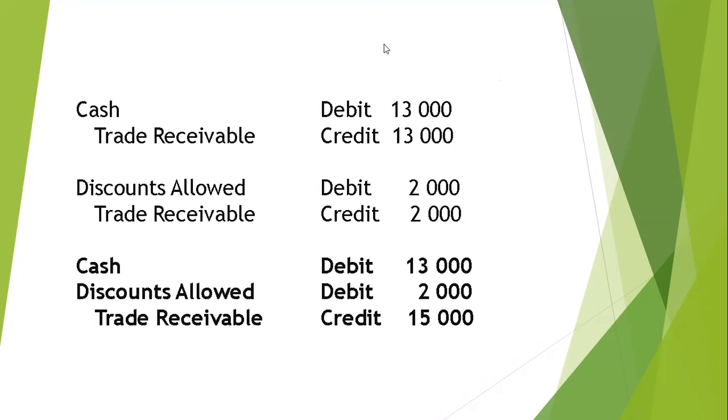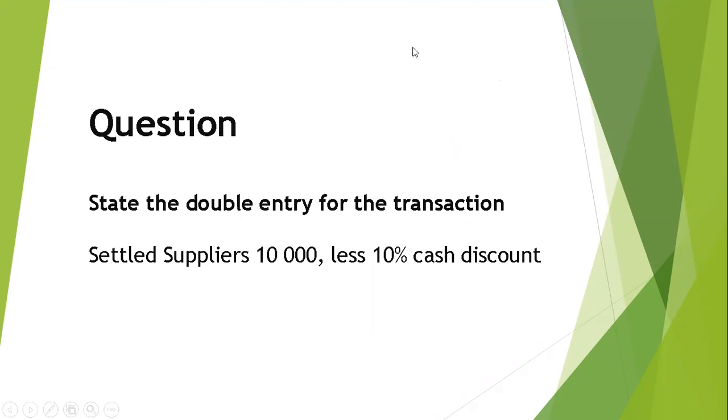The next item we are going to learn is the double entry transaction for settling the suppliers. So let's say we have settled the suppliers $10,000 less 10% cash discount. What is meant by that? Settled suppliers $10,000 less 10% cash discount.